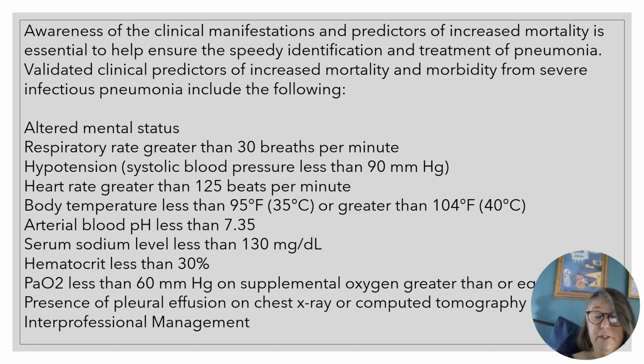Awareness of the clinical manifestations and predictors of increased mortality related to pneumonia. This is slide 54. You want to look at this slide. So these are signs or symptoms that our person could die from their pneumonia. Altered mental status, respiratory rate greater than 30, hypotension, systolic below 90. All right, hypotension, systolic below 90, heart rate greater than 125, body temp less than 95. Remember, our immunocompromised people can go hypothermic on us, or a temp greater than 104, right?